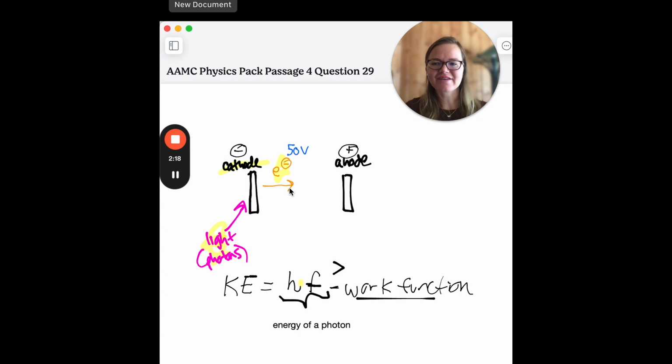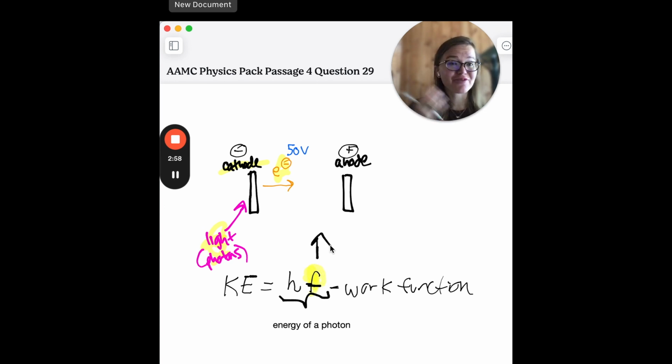So now the question is asking what happens if we increase the frequency of each photon that's directed at that cathode. Notice that it's not saying we increase the number of photons that's directed at the cathode. That was a previous question. This is about the frequency of each photon. f here is our frequency, h is our Planck's constant, which is just a constant. If we increase this f, what's going to happen?